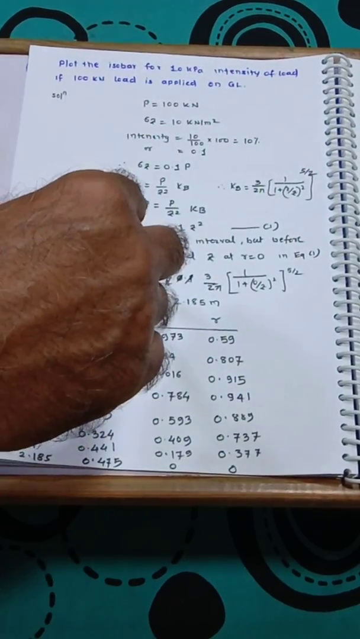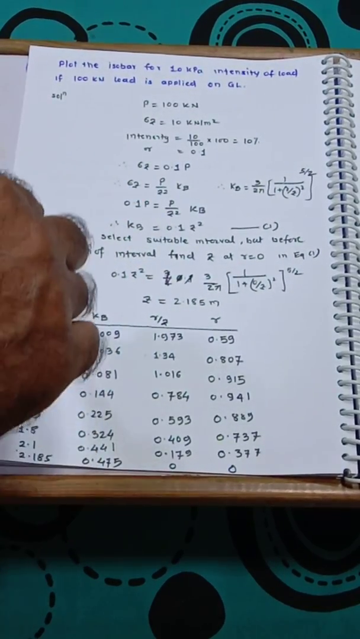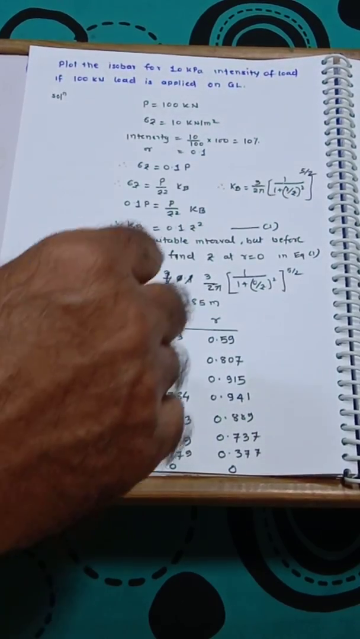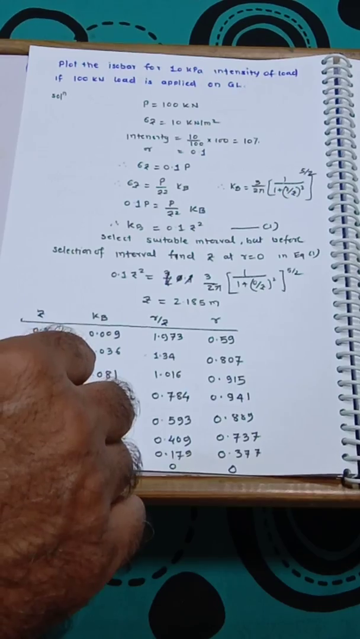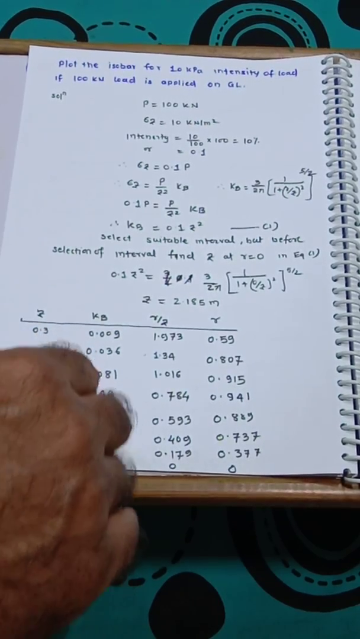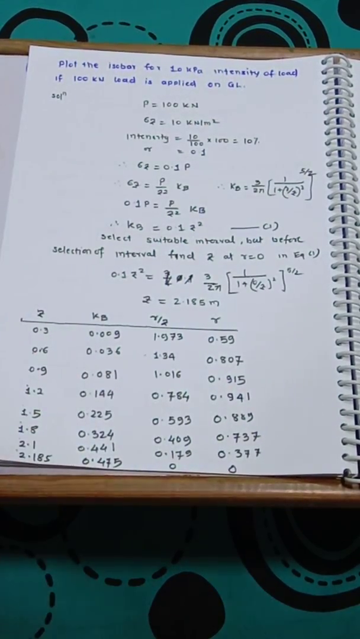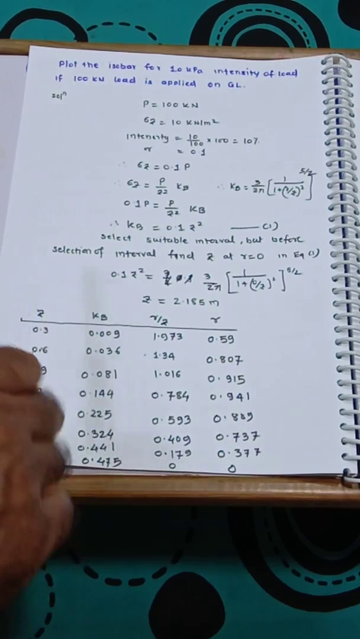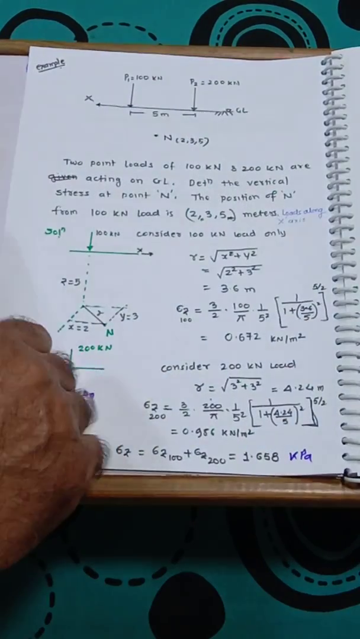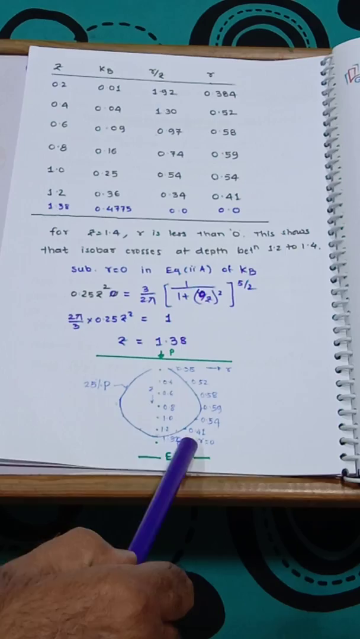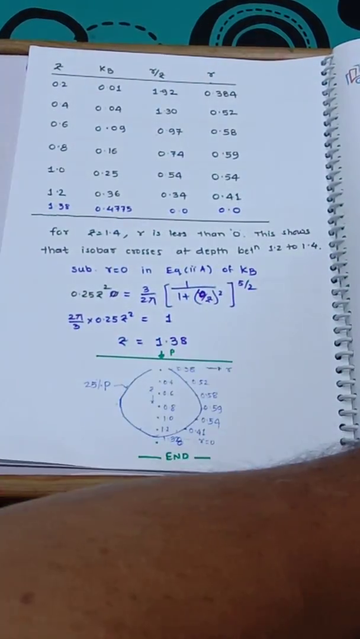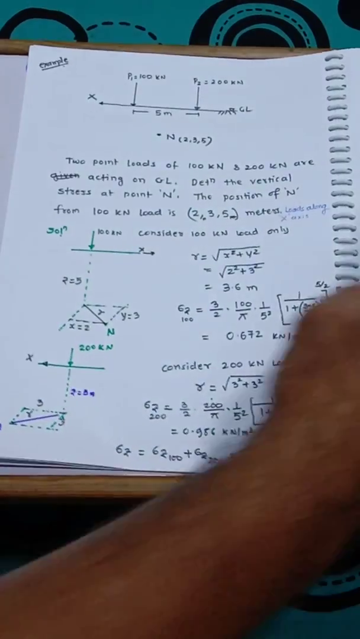Now before we go for the interval, first we need to find out where this isobar crosses the vertical axis. Where it crosses the vertical axis, it means the R value is 0, as we have seen in the earlier figure. So first we'll find out this Z, like here in the earlier case 1.38, then it will be easy to select the interval.